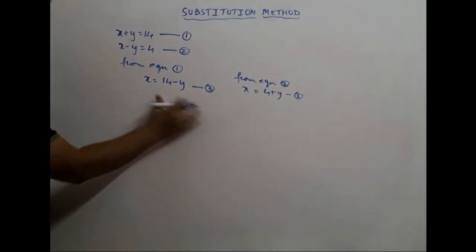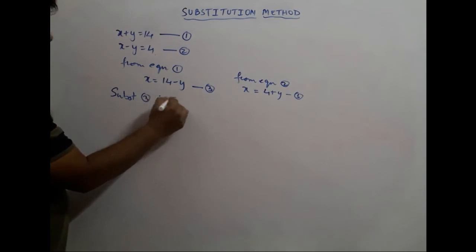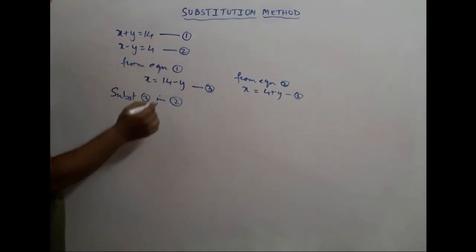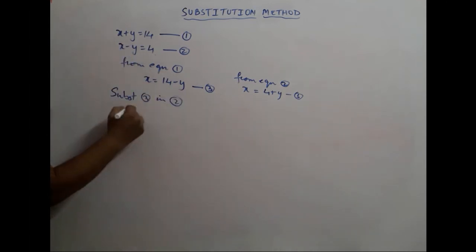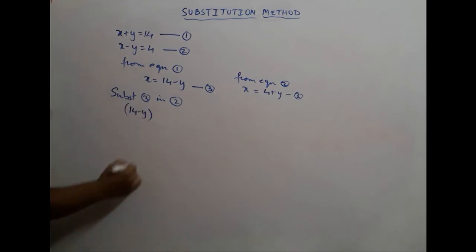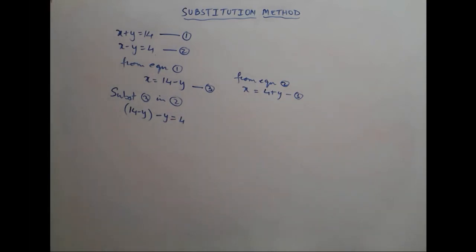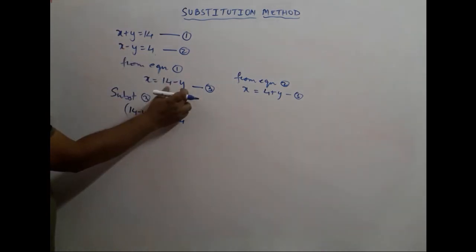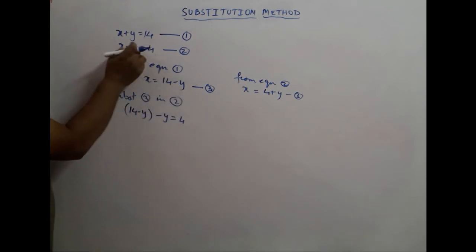Now in our case, I substitute 3 in 2. We have got 3 from 1, so that is why I'm putting 3 into 2. What am I substituting? The value of x. So instead of x I write 14 minus y, and this will remain minus y equal to 4. Do you see what I have done? Instead of x I've put this, because I have said x is equal to this much. So that is why I substitute this into this.